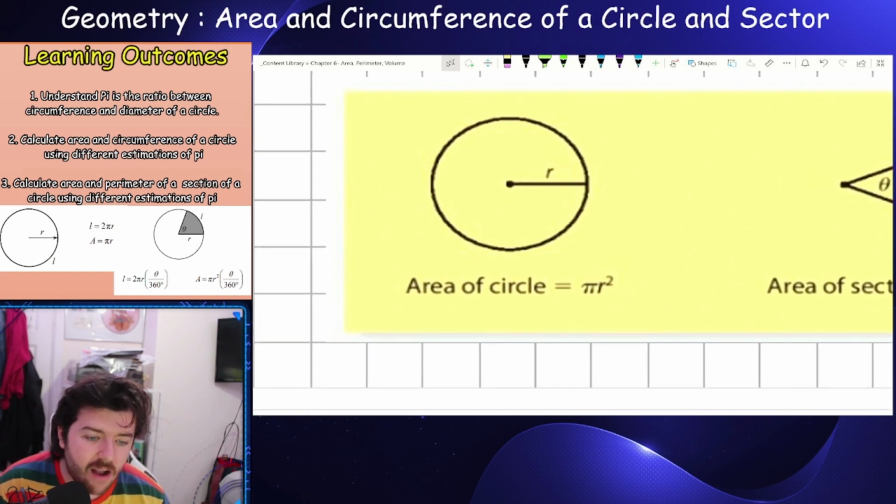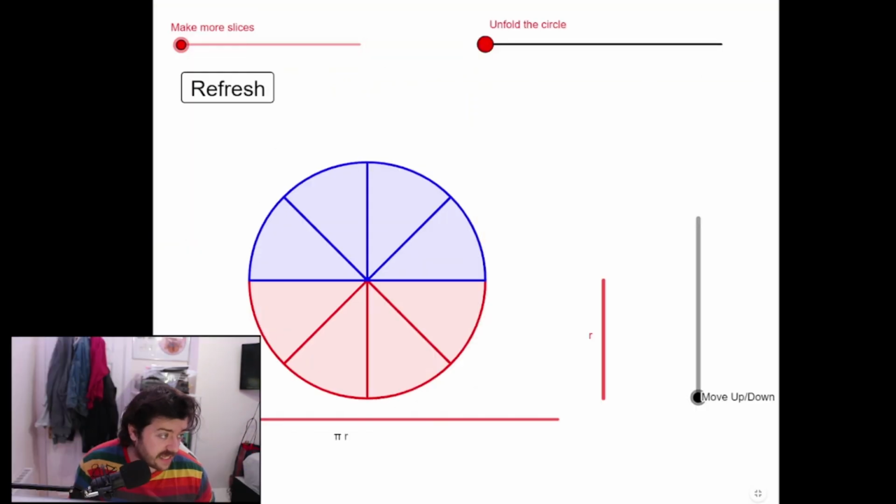Now let's look at the area of a circle. The area of a circle is given by the formula pi r squared, where r again is the radius of my circle, i.e. half the distance from a point at the center to any outside point on my circle. So the area is equal to pi r squared. Well, where did I get that from? Again, let's go back to GeoGebra and see a visualized proof for this.